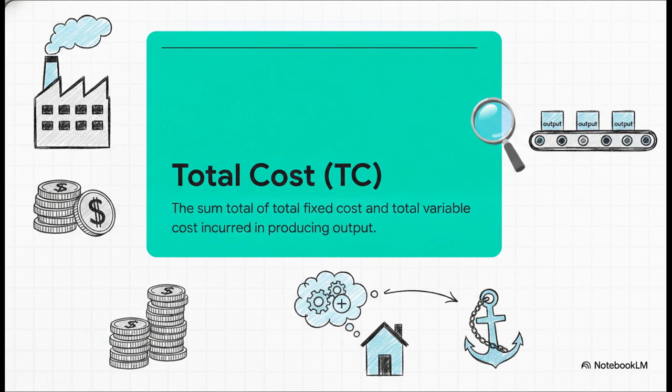To really make this concrete, imagine for a second that you're running a boutique chocolate factory. Your total cost is the entire financial weight of keeping that operation running every single month. And the math here is beautifully simple. Total cost equals total fixed cost plus total variable cost. TC equals TFC plus TVC. That little equation right there is the absolute bedrock of the visual derivation we are about to explore.